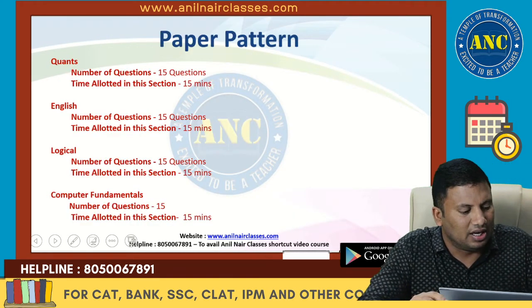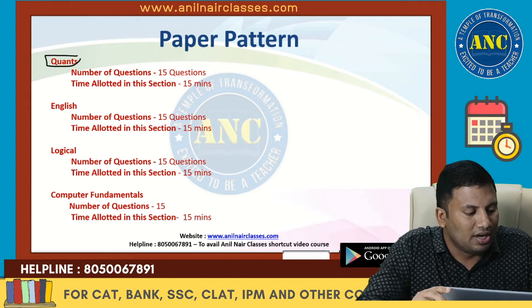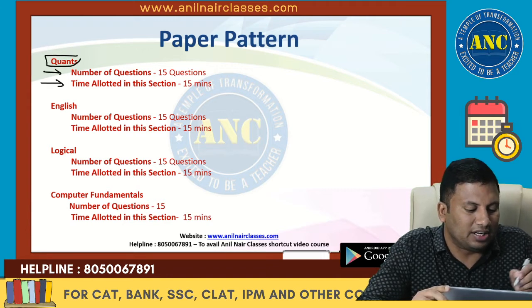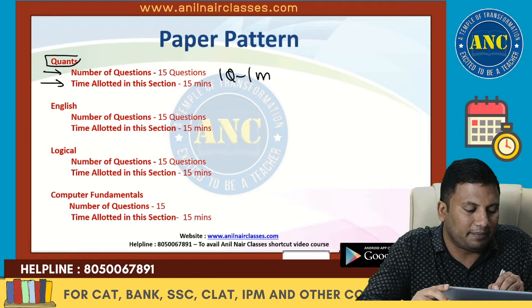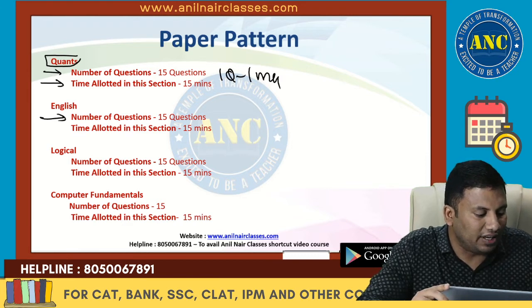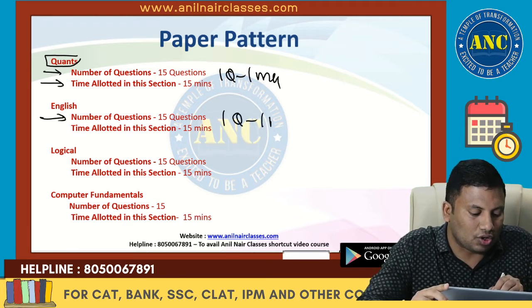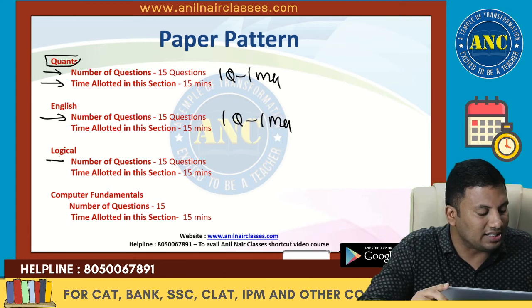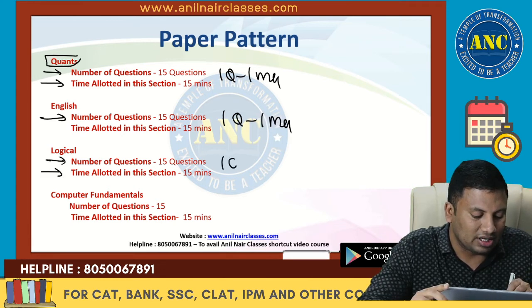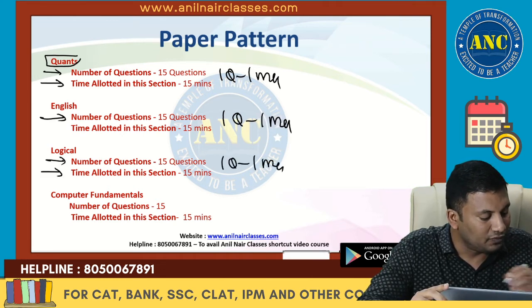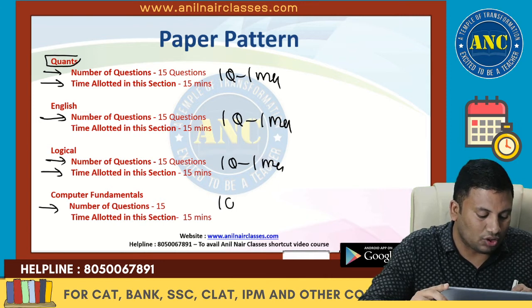Now if you see, in quantitative aptitude, 15 questions are there, 15 minutes. Each question 1 minute. English, 15 questions, 15 minutes. Each question 1 minute. Logical reasoning, 15 questions, 15 minutes. Each question 1 minute. Computer fundamentals, each question 1 minute.